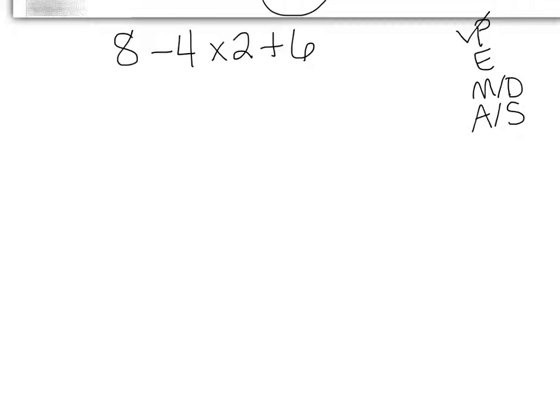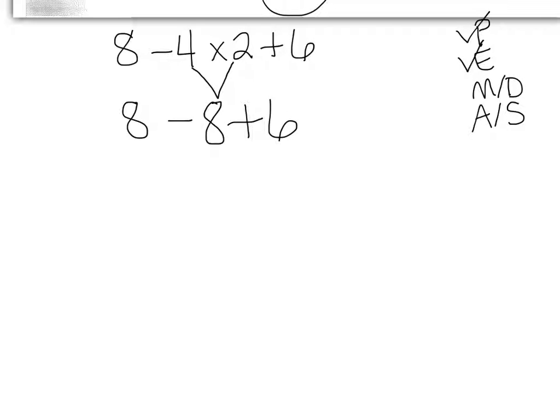Now we look for exponents. We do not have any exponents. We're done with that. Now we have to see, is there any multiplication or division? Well, I see multiplication right here. 4 times 2 equals 8. I do my one step at a time, and I bring everything else down. So it now says 8 minus 8 plus 6.